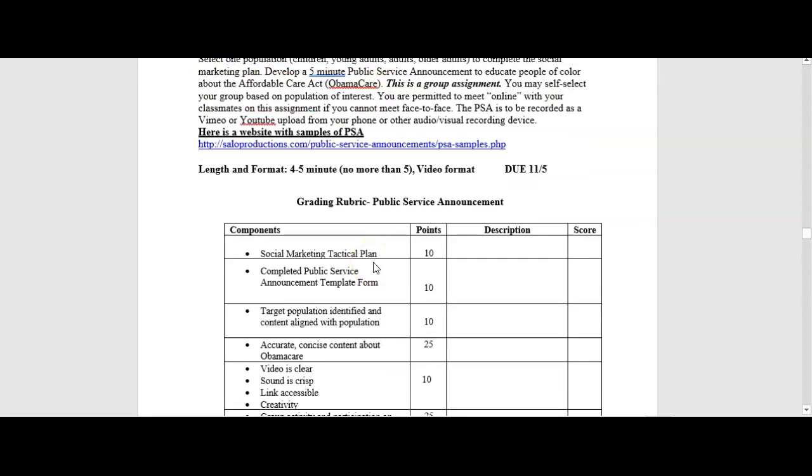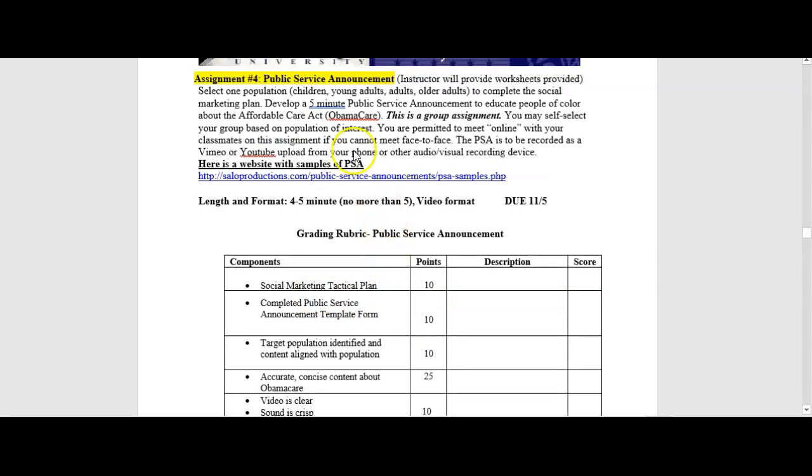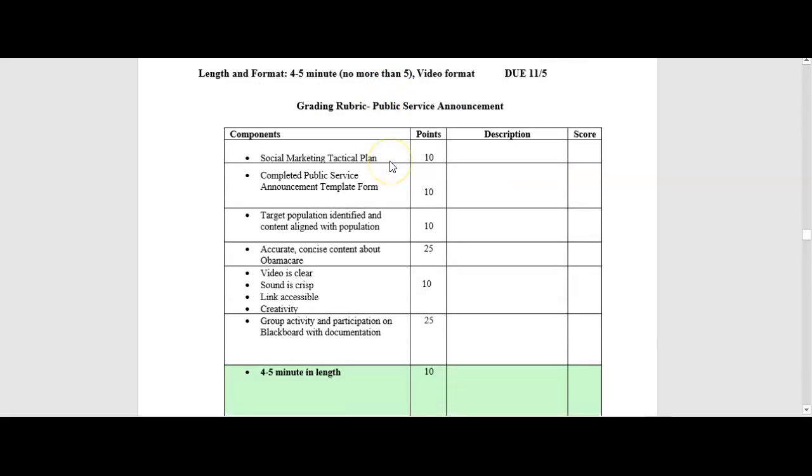Social marketing tactical plan. This is just how do you plan to market this message? How do you plan to get the word out? Are you going to use Instagram, Facebook? And you have to think about the population that you're serving to best inform how best to market your message. Here is the rubric for this.